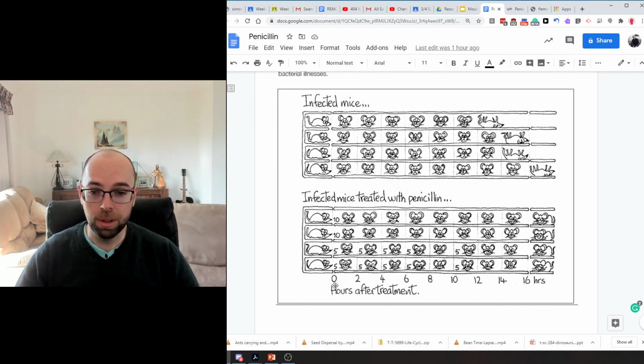Okay, so 2 hours later, you can see they're all still happy here. 6 hours later, they're still alive. But 12 hours later, one of the mice that didn't get the penicillin had died. And by 16 hours later, all of those mice had died, but all the ones that were given the penicillin were still fine and were fully recovered. They were all better. So this showed just how effective penicillin was at curing things infected with bacteria.